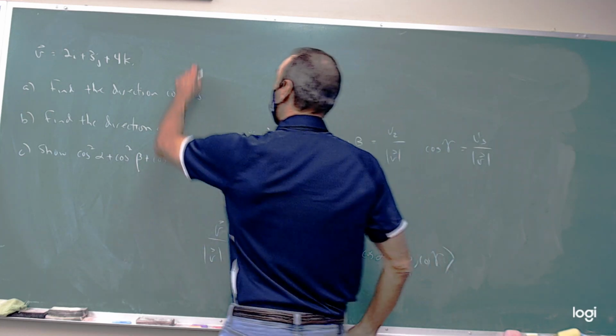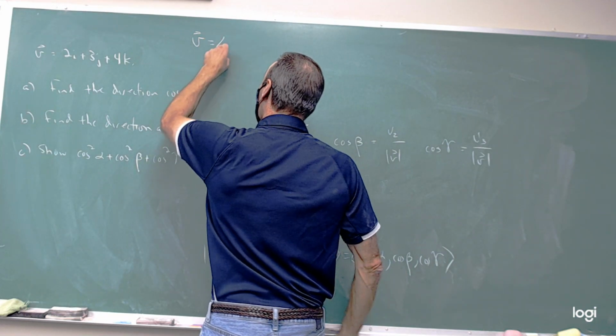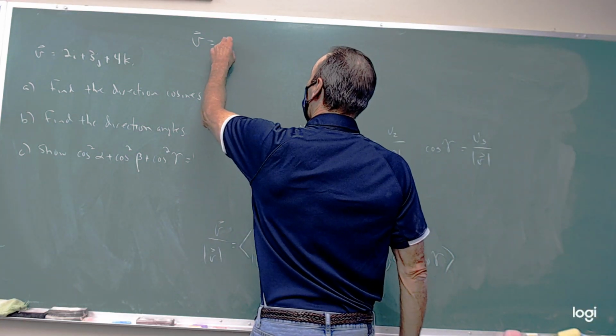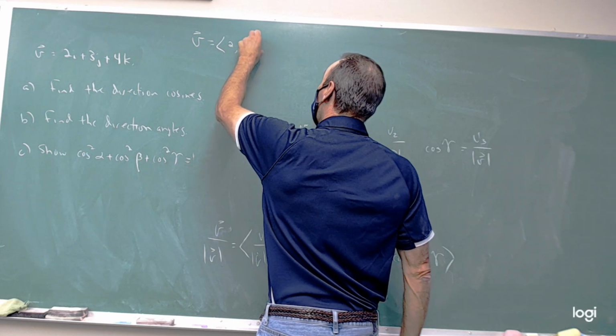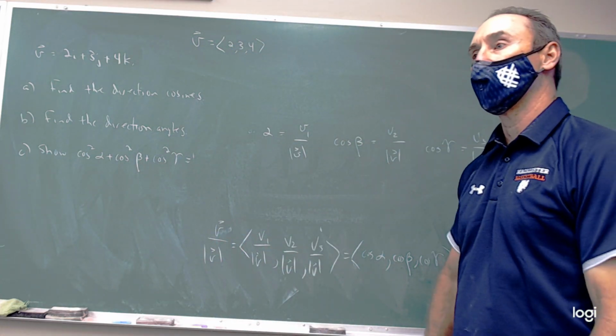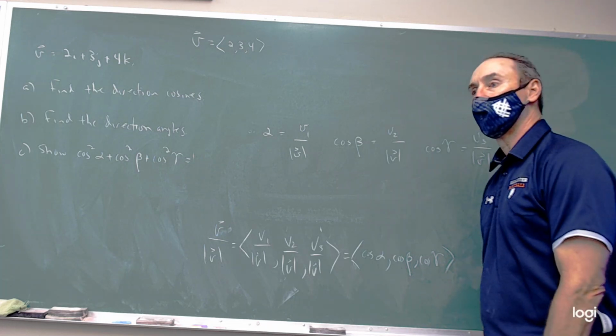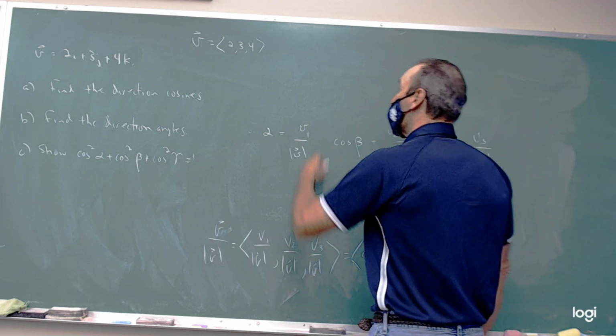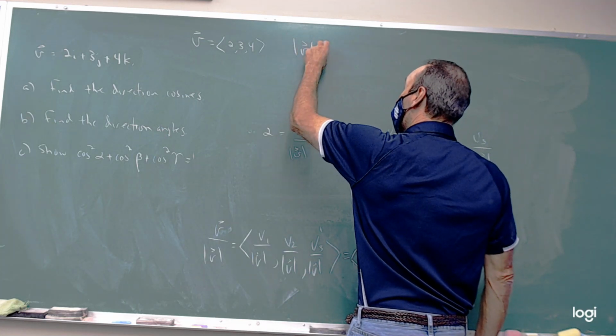So here's our V. Should we write V like we're a little more familiar? What's that going to be in component form? 2, 3, 4. And how do we start the ball rolling here? Yeah, we've got to find the magnitude. We're going to divide V by the magnitude. So first let's find what is the magnitude.